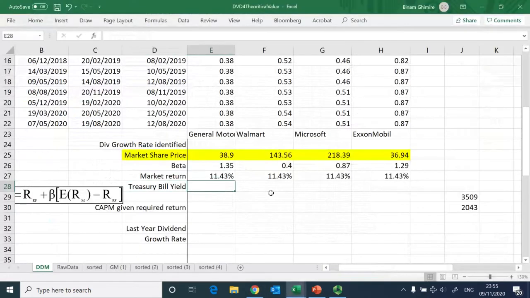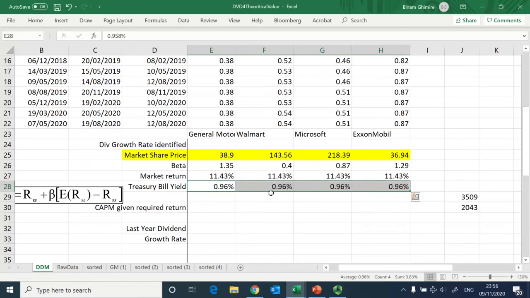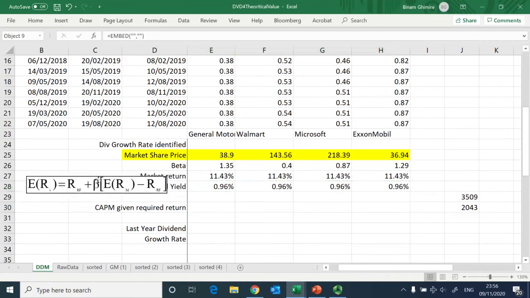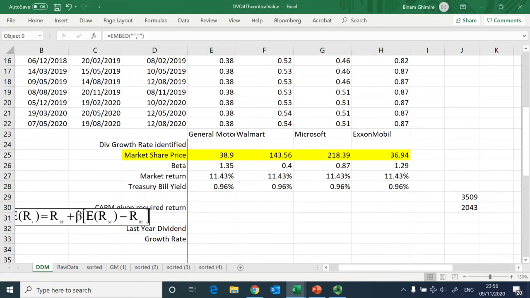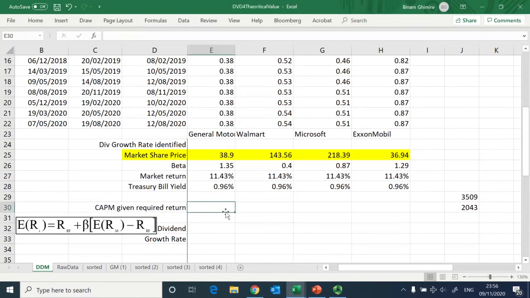So that's what I'm going to type in here, which is 0.958%, and that's what I'm going to copy across. So now I have everything to give me CAPM given return as required in this formula. Now what I need to do is simply equal the risk-free rate plus the beta times the excess return given by market return, take away the risk-free rate, and that is my CAPM given rate of return.